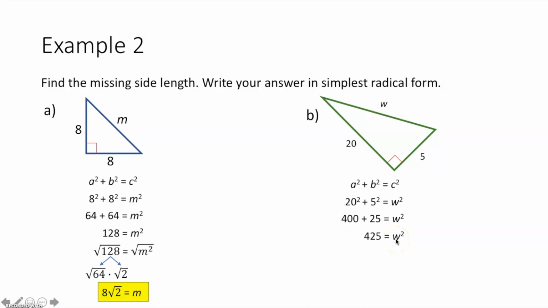Now to solve for w, we have to get rid of this square. So we go ahead and square root both sides. The square root and the square cancel each other out. We get w over here.